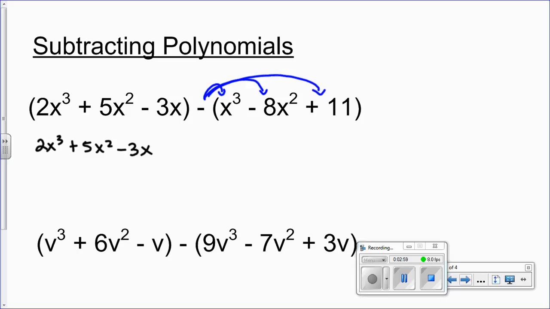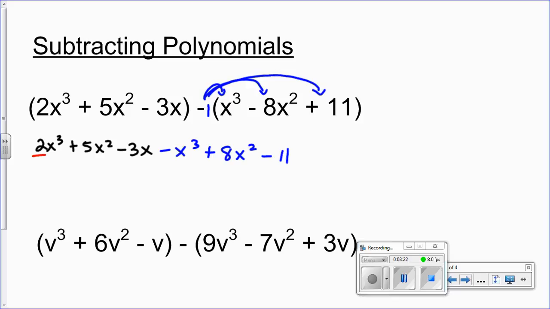And then if I distribute that negative, that gives me minus x cubed plus 8x squared. So if you distribute a negative, that's like distributing negative 1 there. And then minus 11. And now it is the same thing as adding, where we just combine like terms.